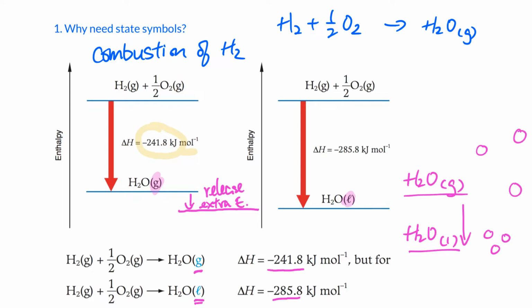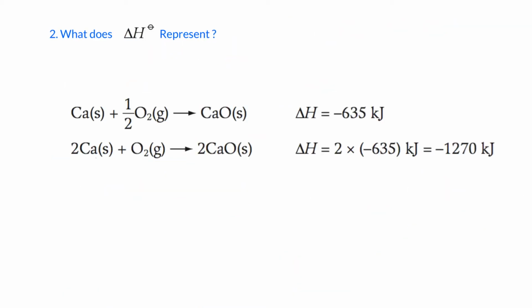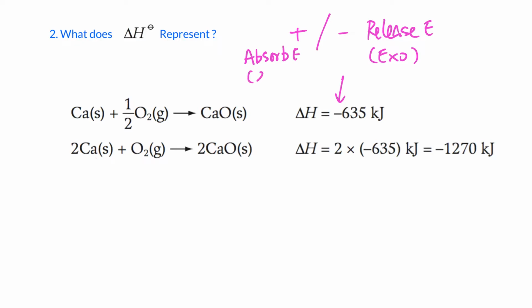So that's why if you don't write the state symbol, the delta H value at the back will be different in the process, or I don't know what state of product you are talking about. So state symbol is very important. Then what does delta H represent? First of all, you have positive and negative. Negative means release energy. That is exothermic. Positive means absorb energy. That is endothermic. So that is the first thing.